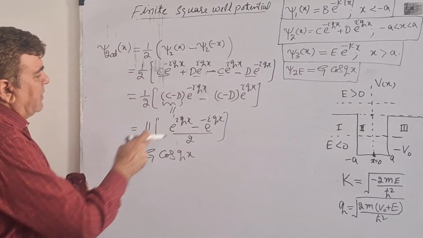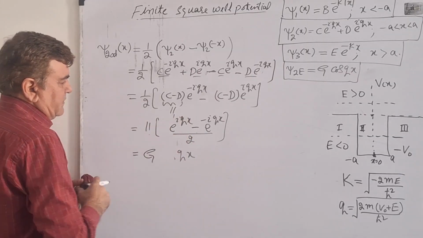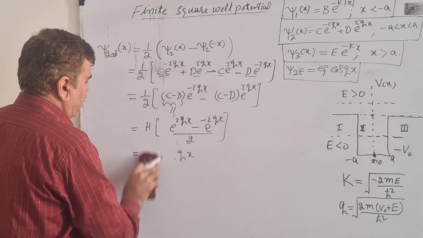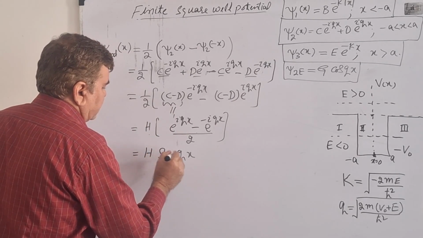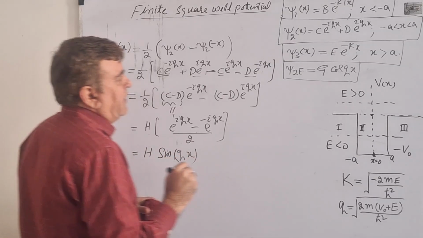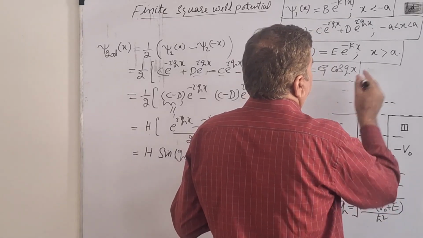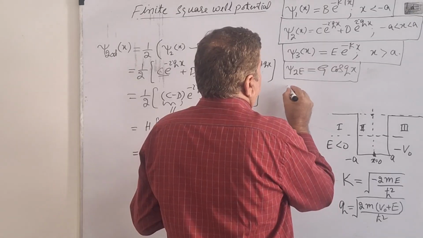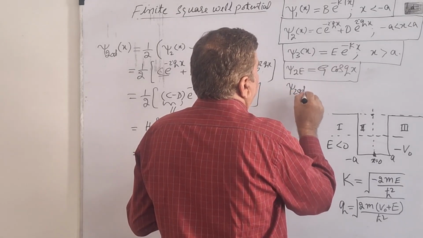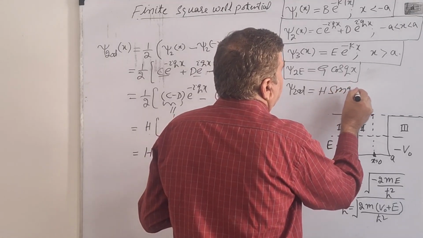And now if you look, then this is the sine function. So this is the exponent form of the sine function. I write this as h times sine of qx. So here we have, I should remove this to complete the picture. I have psi 2 odd equals h times sine of qx.